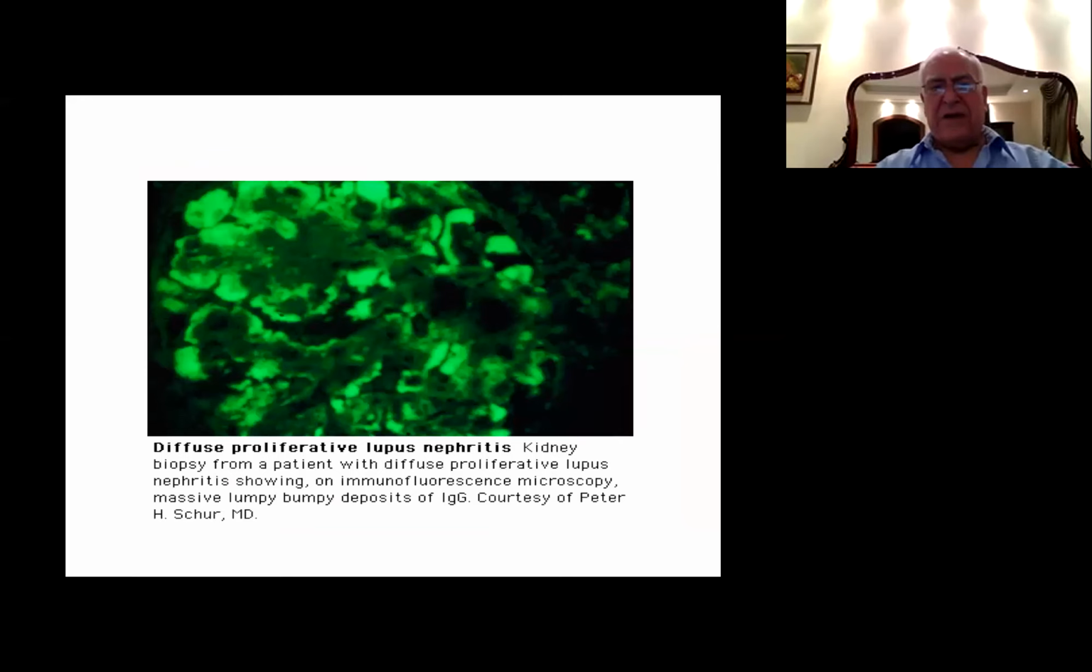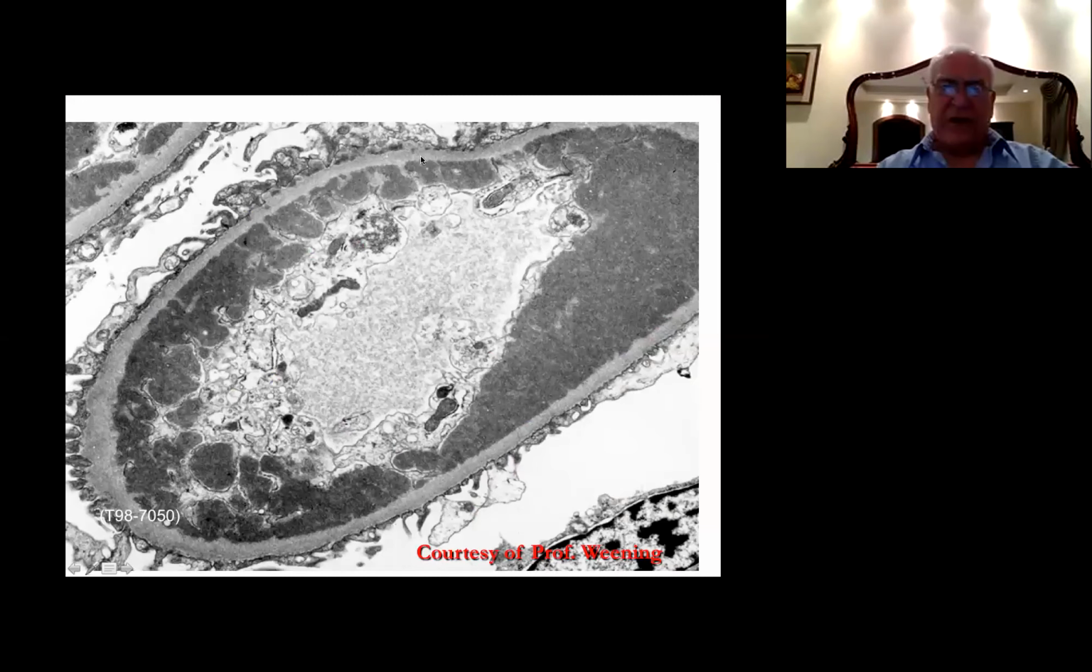Immunofluorescence, that's classic of lupus, what you call lumpy-bumpy disease. Large immune complexes that you are seeing. If you are lucky enough to have electron microscopy, see how nice the basement membrane is. It's not thick. Foot processes, decent. But look at all these massive subendothelial deposits. This is what you see with lupus type 4.